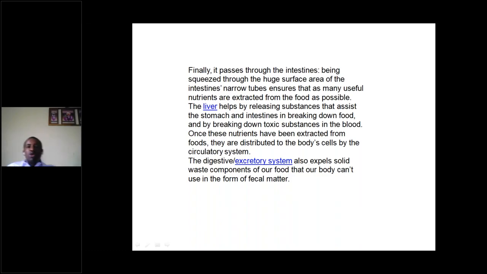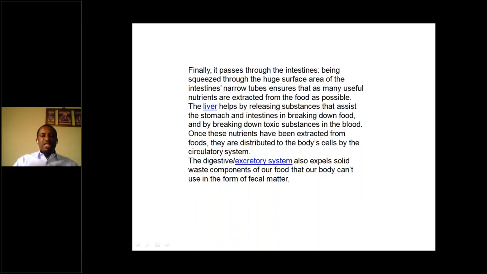The liver brings out some substance that helps to break down your food, like emulsification of fat. Not only breaking down the food, it also breaks down the toxins in the blood. So that's what we call detoxification. If there are toxins in the system, the liver has systems like the cytochrome P450 and other liver enzymes to break them down.